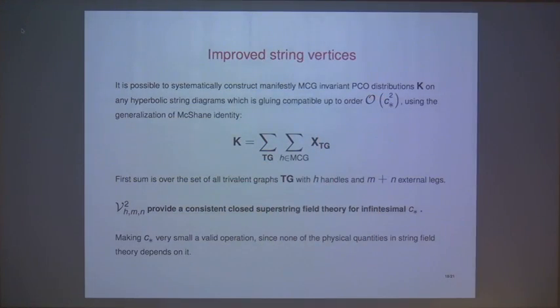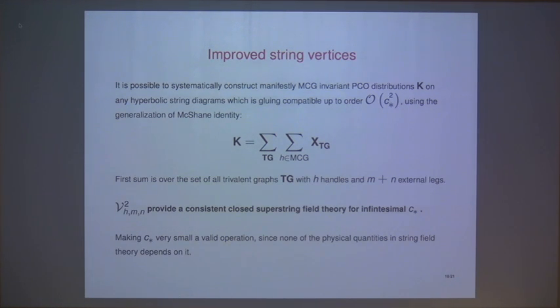The PCO distribution has the following form. We have to start with a specific trivalent graph having h loops and m plus n external legs. We can choose a specific PCO distribution associated with a particular trivalent graph, then sum over all the MCG elements, and then at the end, we have to sum over all possible trivalent graphs having h handles and m plus n external legs. And this is the form of the PCO distribution.